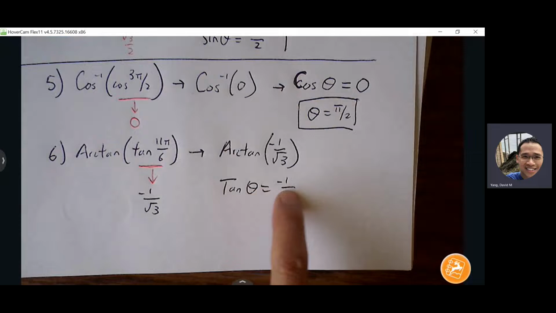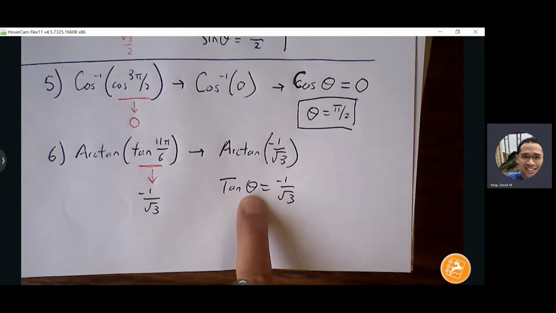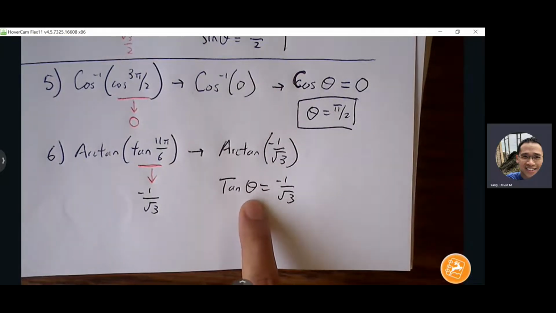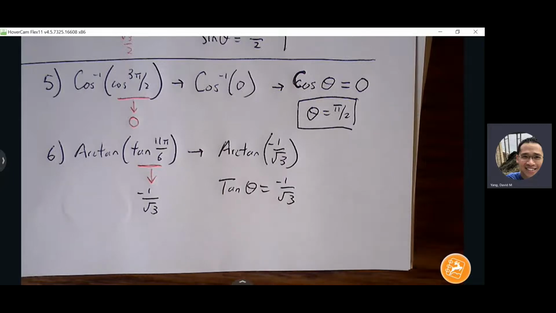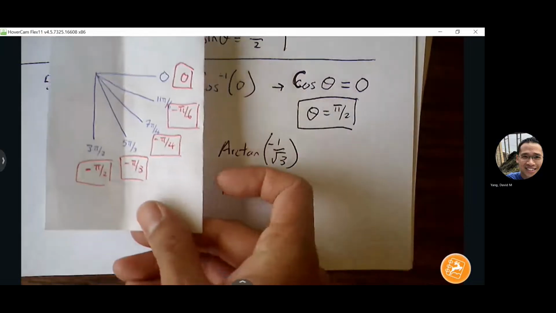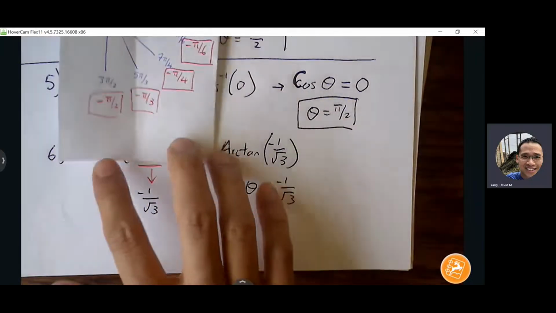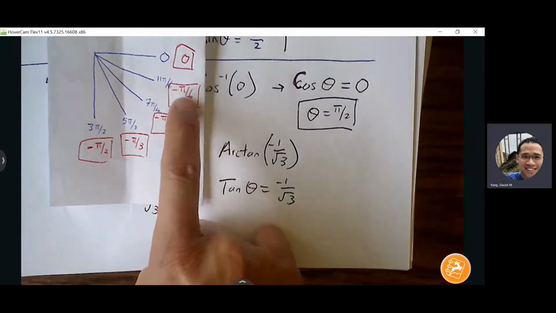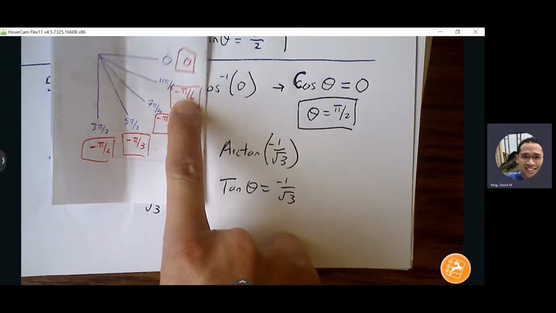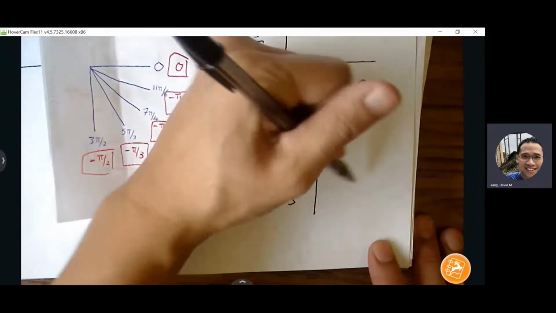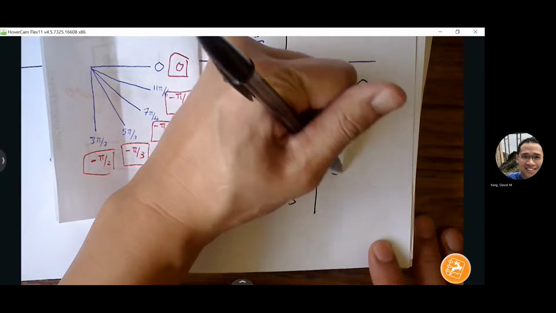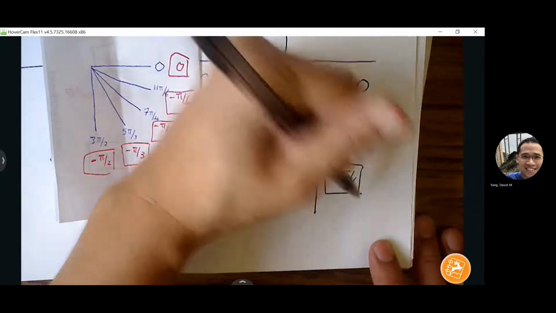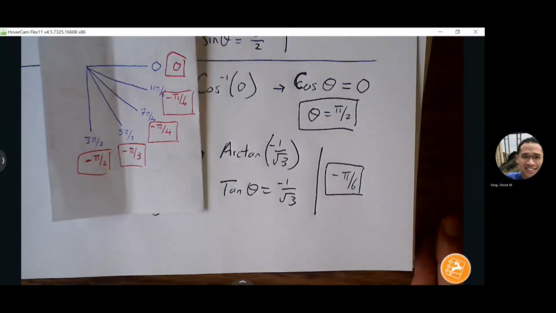So now that we are dealing with principal values, for tangent we have to look in either the first or fourth quadrant, but we have to learn to make an adjustment, right? Maybe we're thinking that we can go to 11 pi over 6, but now that we're dealing with principal values, we need to make an adjustment. Theta is now going to be negative pi over 6. Are we good there?